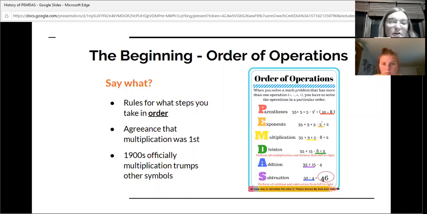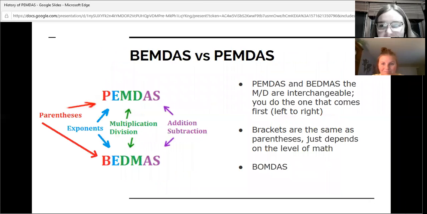And then later, towards the 1900s, they officially decided that multiplication was the leader of the other symbols, before things like parentheses and exponents were really pushed into mathematics. So again, the order of operations is just the rules for what steps you take in the order of a math sequence. And fun fact, that's not going to be necessarily true later in this.